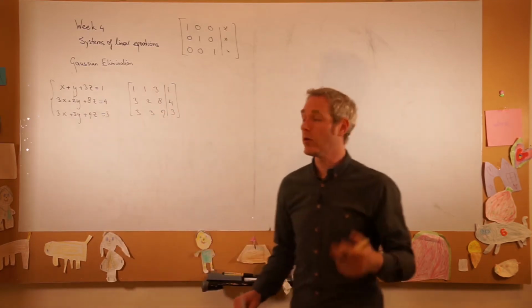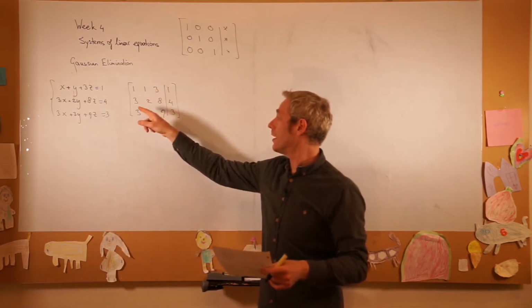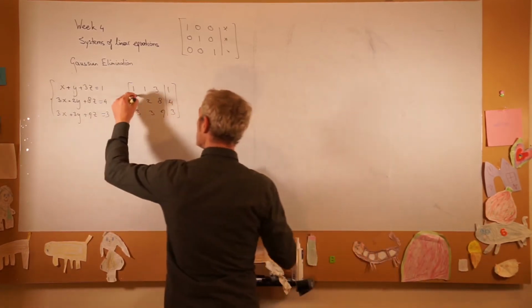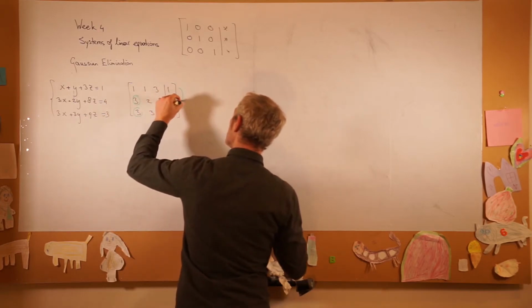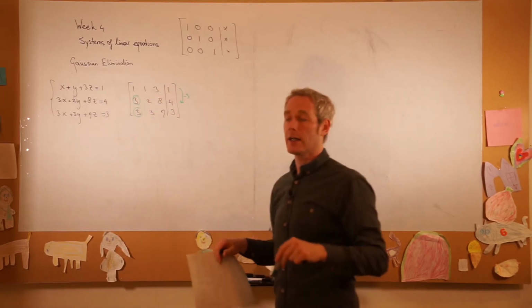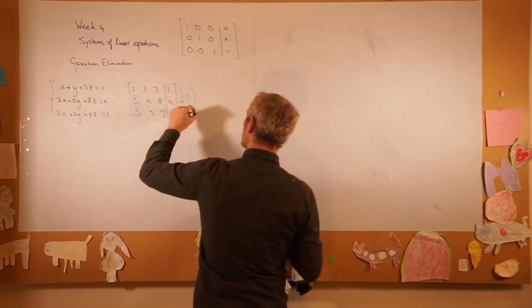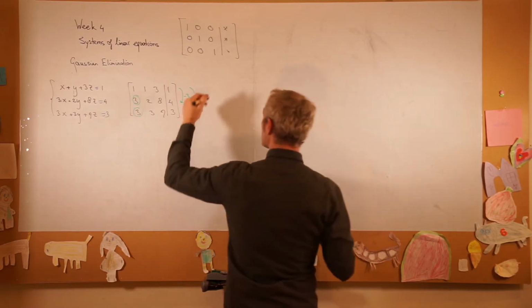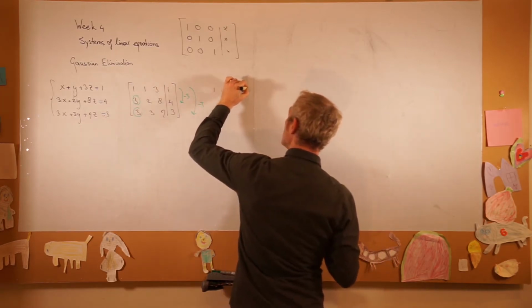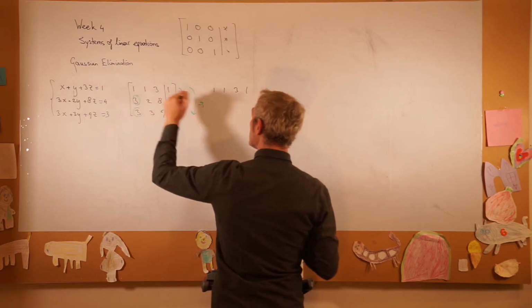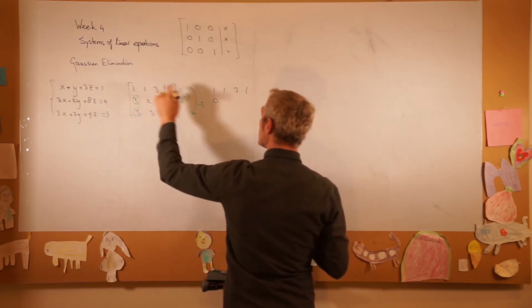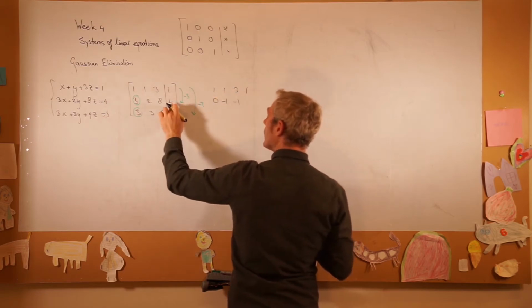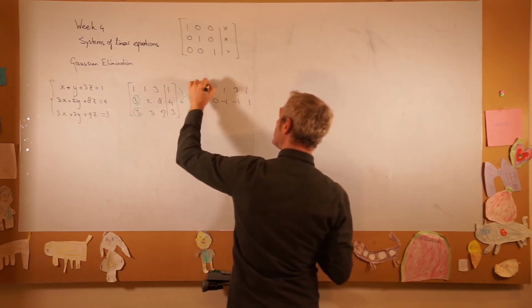Now I already have my 1 in the top left corner, so I'm going to create zeros in these positions, and I can do that by subtracting the first row 3 times from the second row, and also subtracting the first row 3 times from the third row. The first row stays the same, 1, 1, 3, 1. 3 minus 3 is equal to 0, 2 minus 3 is equal to minus 1, 8 minus 9 is equal to minus 1, and 4 minus 3 is equal to 1.